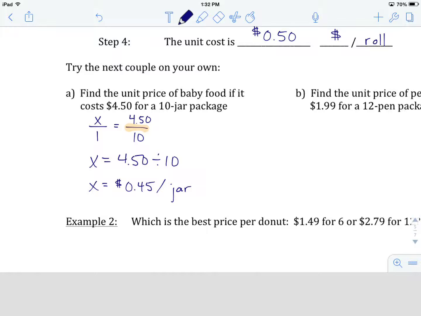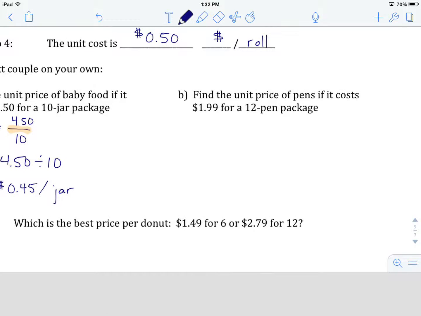So hopefully you've got a bit of a grasp of how to set this up. I'm going to let you try B on your own. So here's where I'd like you to hit pause. Hit pause here. Try to get B on your own. Find out how much it costs per pen. And when you've got an answer, come on back. We'll see how you did.